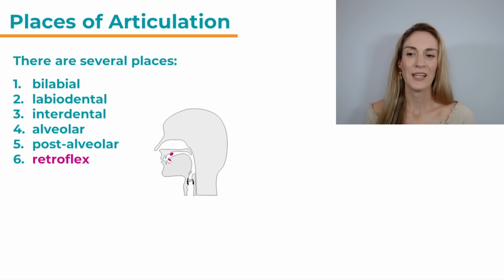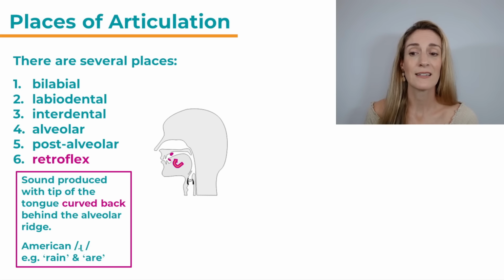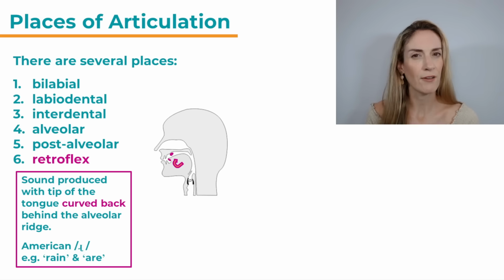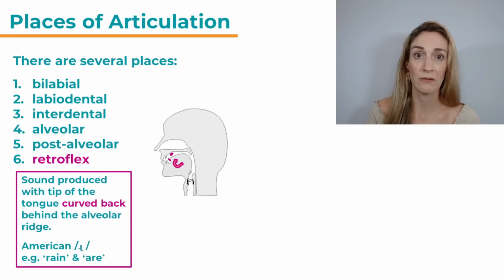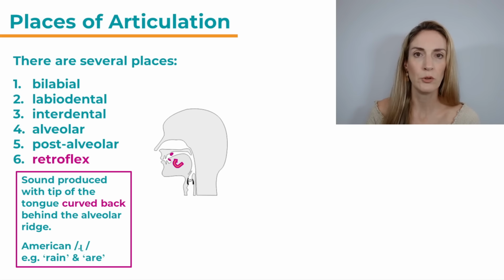Now, there is also another place that you will see mentioned sometimes, and that's called retroflex. It's also very similar in place to post-alveolar, but retroflex means that the sound is produced with the tip of the tongue curved back just behind the alveolar ridge, so post-alveolar really. But the specific thing is the tongue is curved backwards, and I've put a little arrow here to show that the tongue would move backwards.